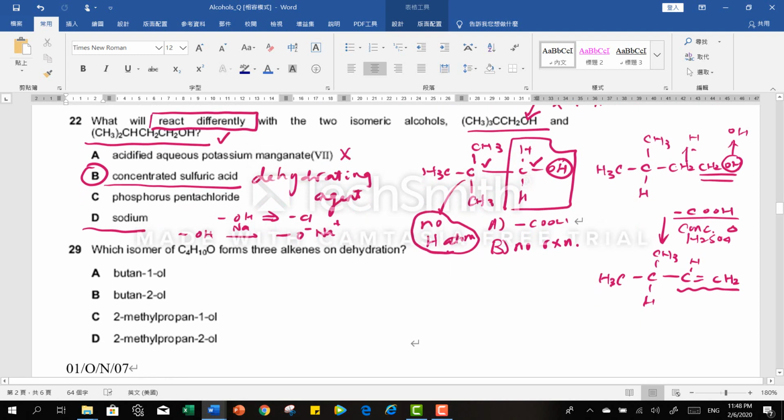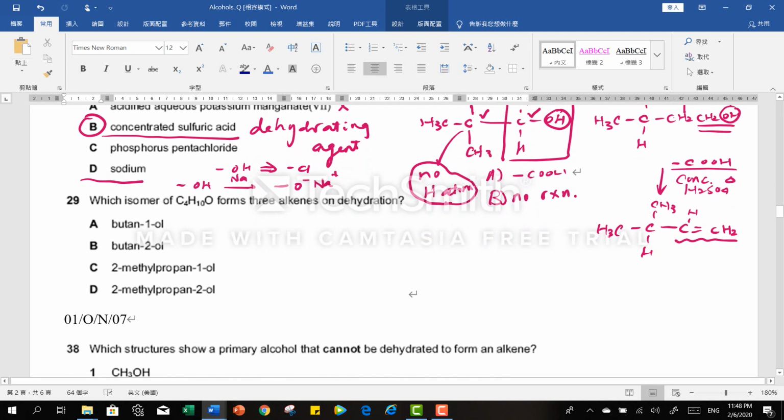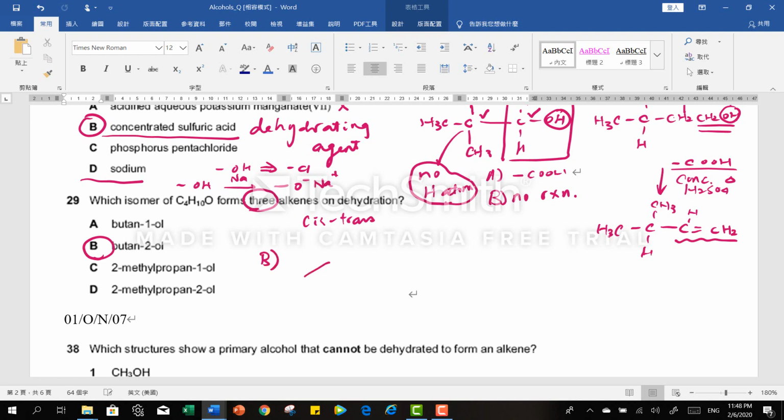Okay. Which isomer forms three alkenes on dehydration? Now, this one, you will have to consider the cis-trans as well. Cis-trans. Okay, the answer is actually B. We can look at this. Why is this the answer?